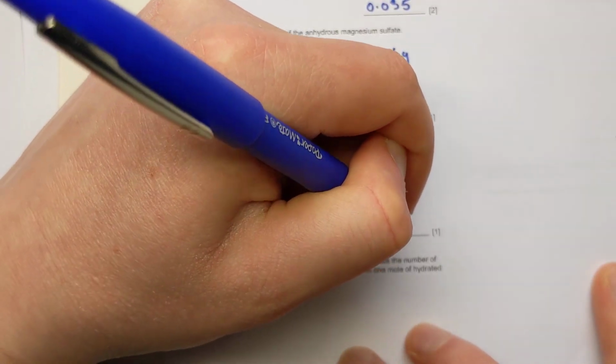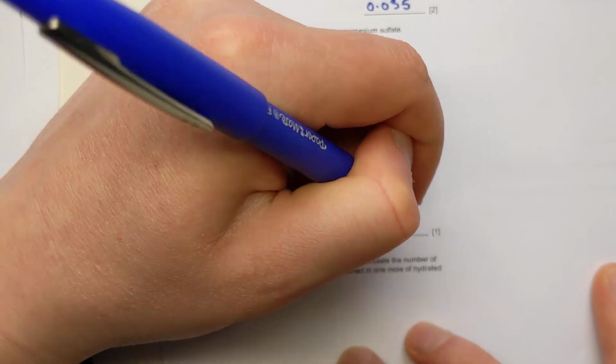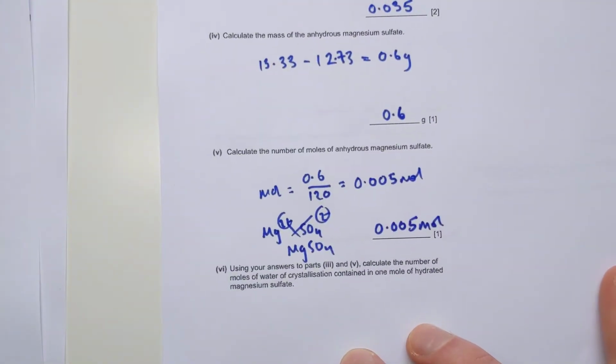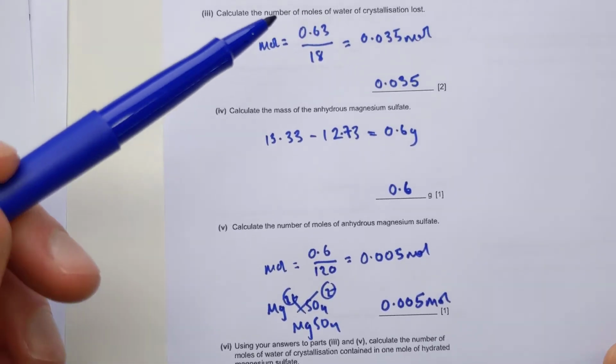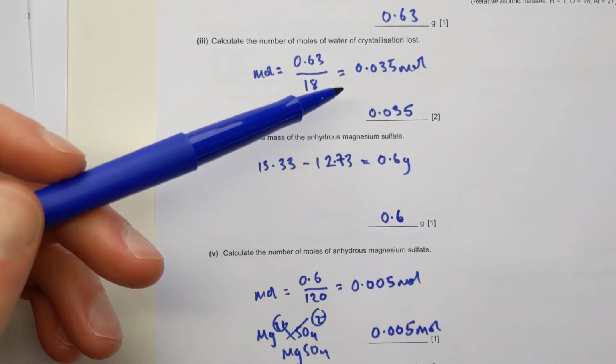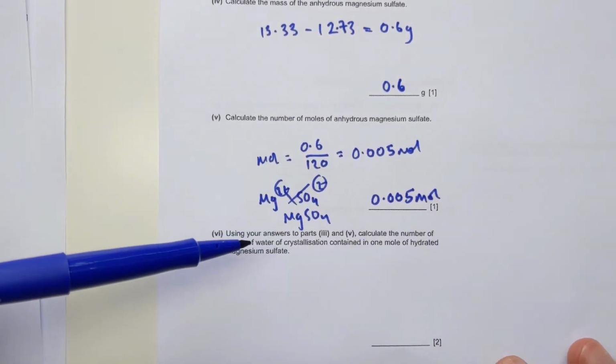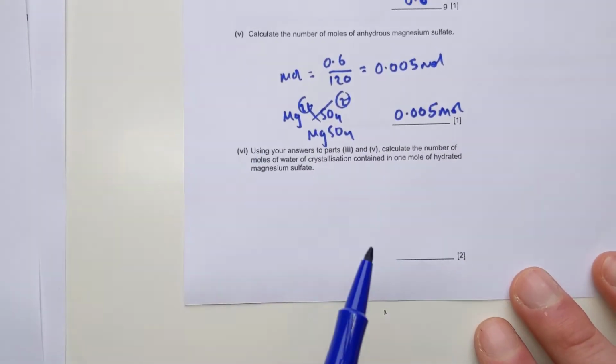And again, we do a common sense check. If it's coming out like a nice roundish number like that, it's probably a good idea you've got the correct answer. So what you've now worked out is the number of moles of water lost. You've also worked out the number of moles of magnesium sulfate you had at the end. That gives you a wee clue for the last part of the question.